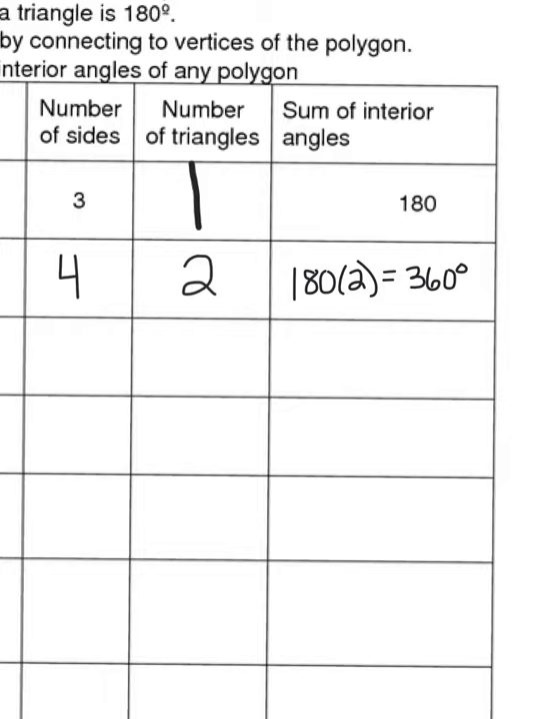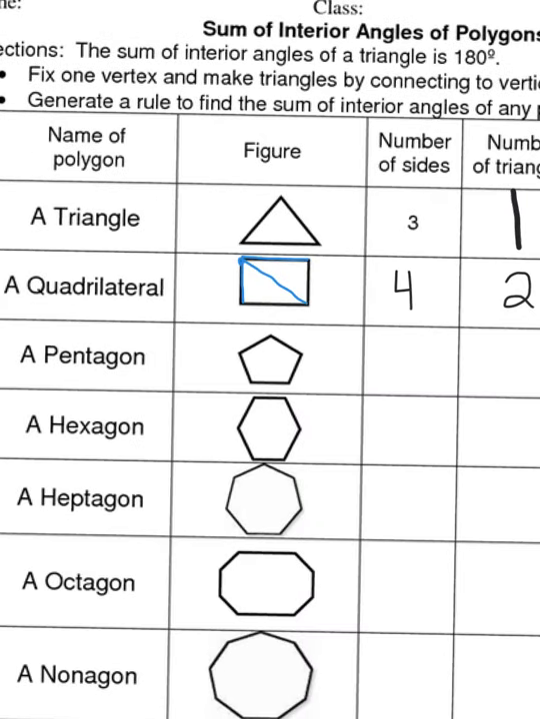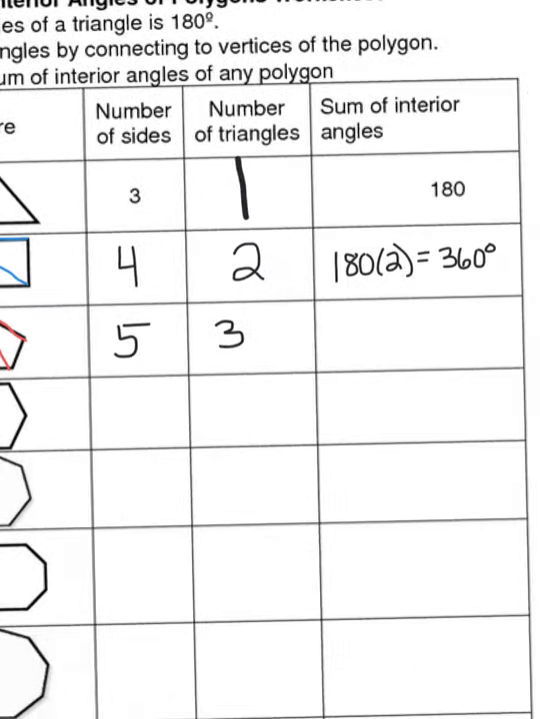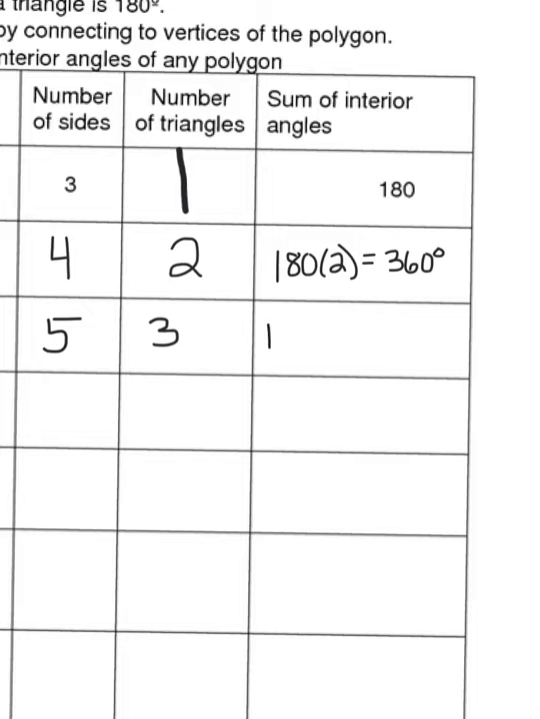Let's look at our next example. So now we have this pentagon, which is a 5-sided figure. Once again, I'm going to choose one vertex. This time I'm going to use the top. I'm just going to go to each other vertex. And I can see now I have 3 triangles, which means the sum of my angles is going to be 180 times 3, or 540 degrees in a pentagon.